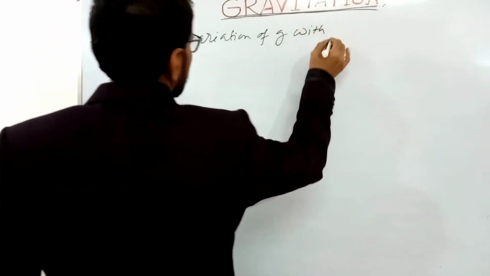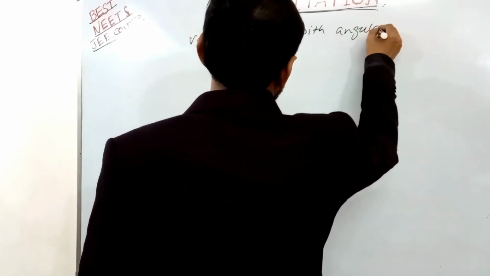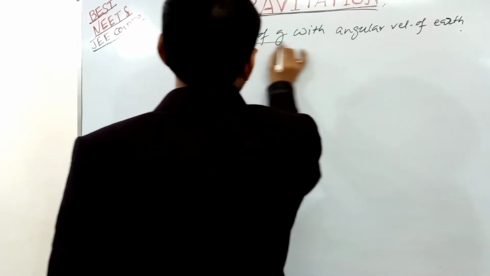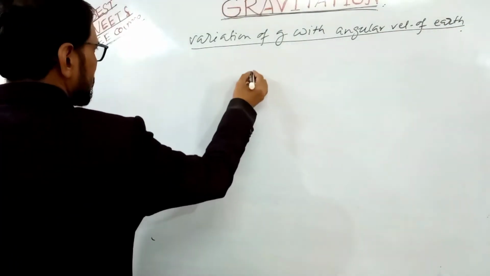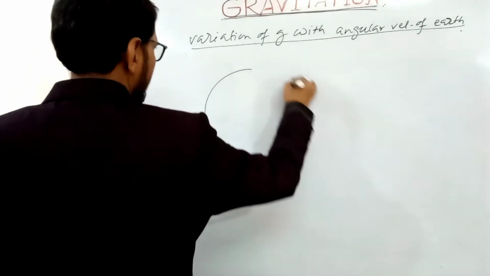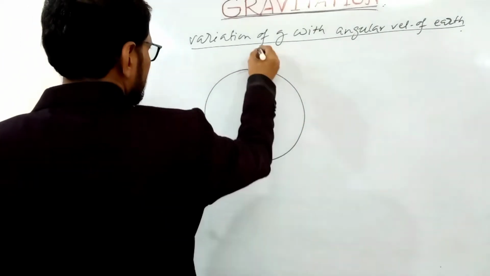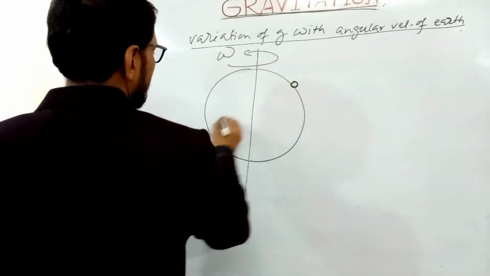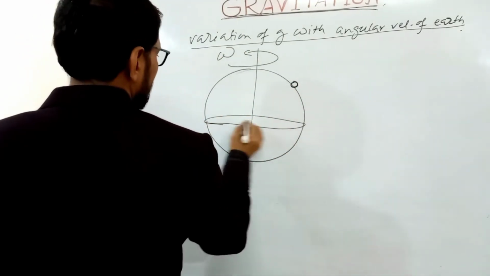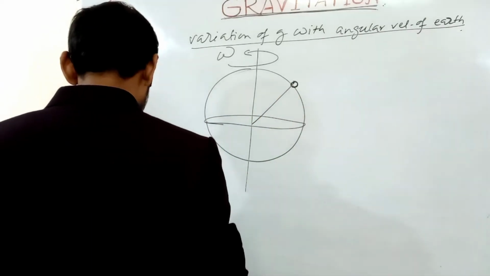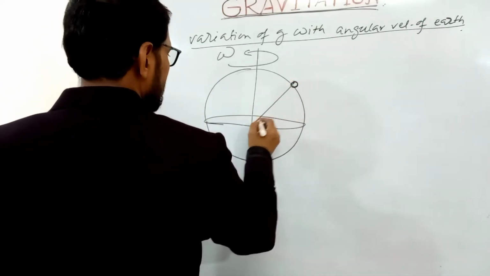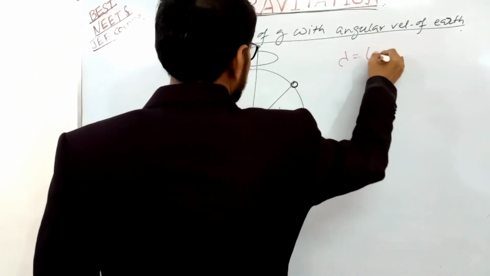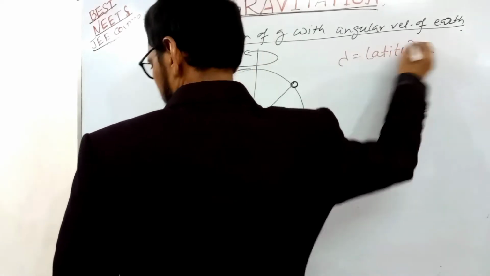Variation of g with angular velocity of earth. Suppose this is earth, and this earth rotates with angular velocity omega, and a body is present at the latitude lambda. Suppose this is the angular position of the body. This angular position is known as latitude. Lambda is latitude of body.